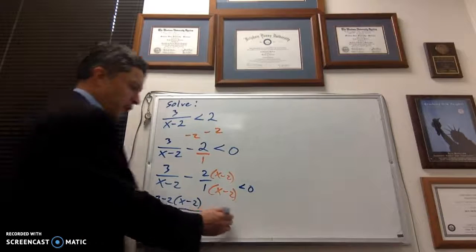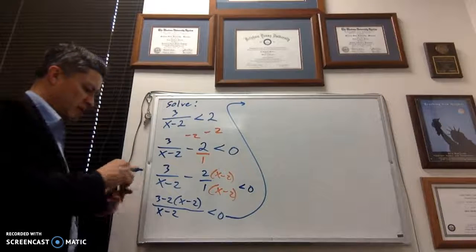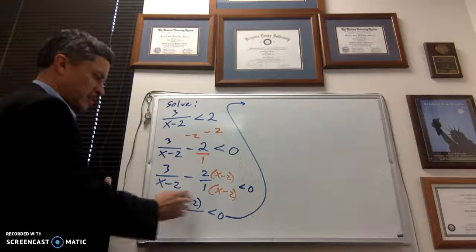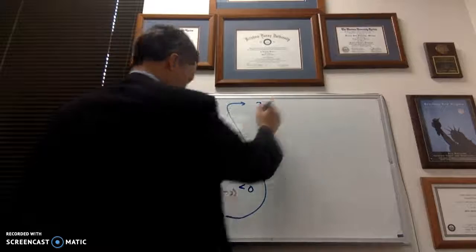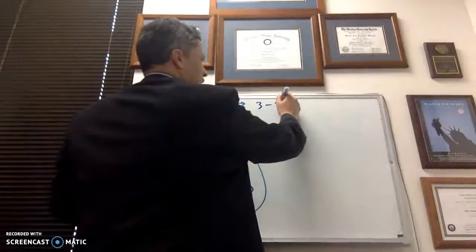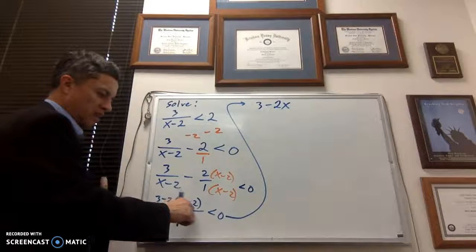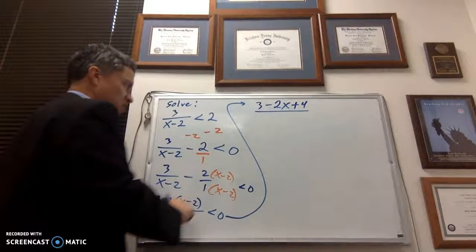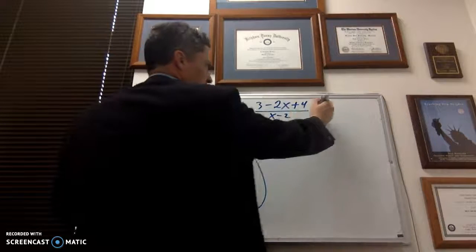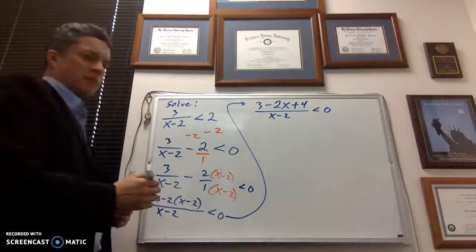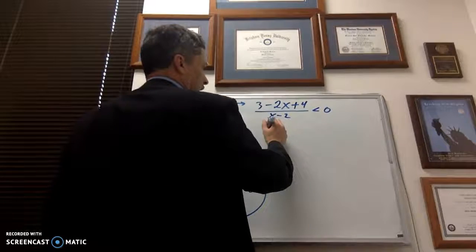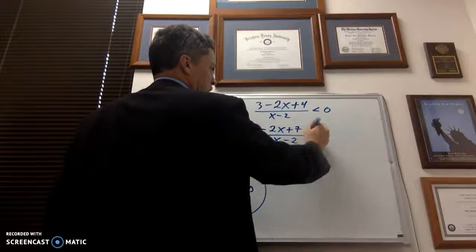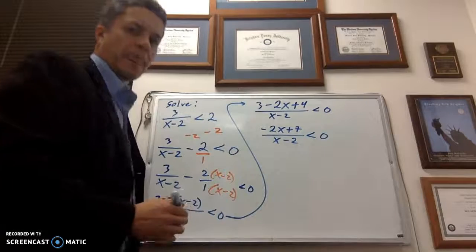Okay? Let's come on up here and let's work this out now. I'm going to distribute that negative 2 through the x minus 2. So 3 minus 2x, and then negative 2 times the negative 2 is a positive 4. And it's all over x minus 2, and it's less than 0. Combining like terms on the numerator, I'll have negative 2x plus 7, all over x minus 2. And it's all less than 0.